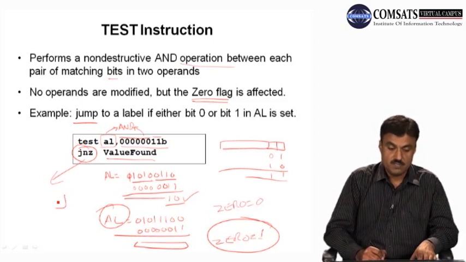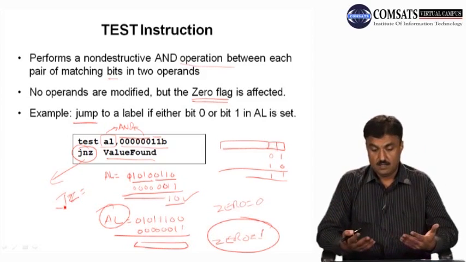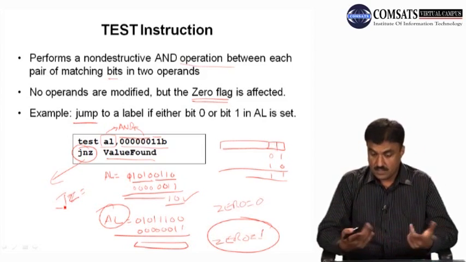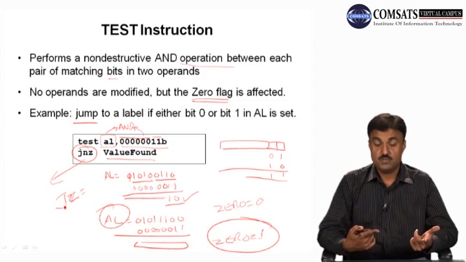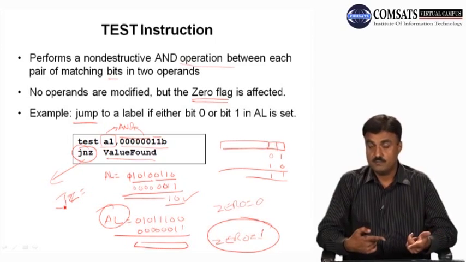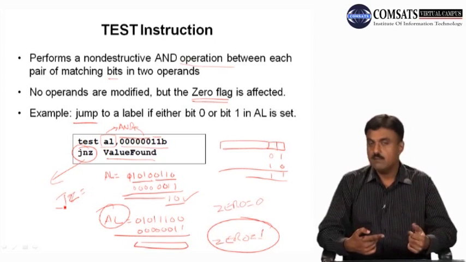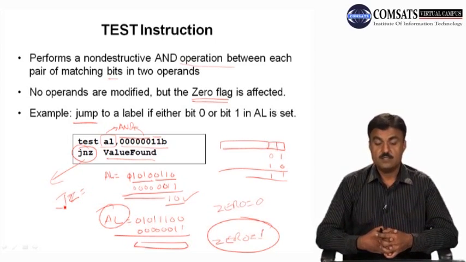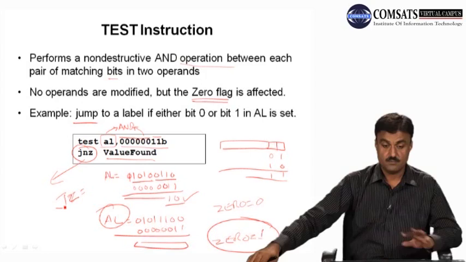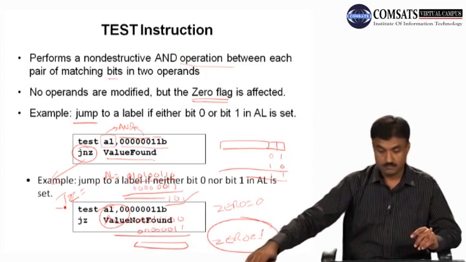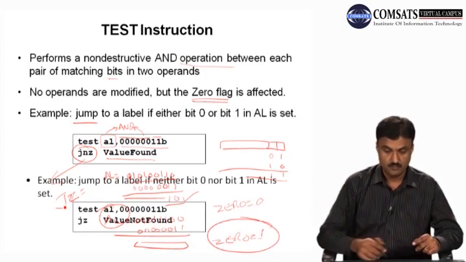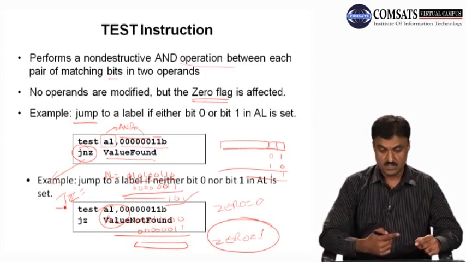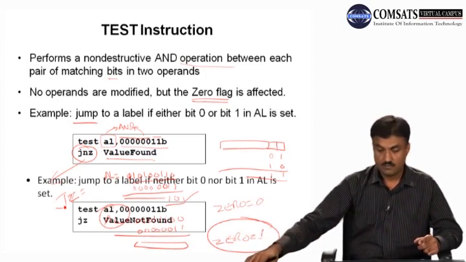However, if you use the jump JZ, to see whether the zero flag is set or not, then in this case, jump if zero, it will perform the jump. Otherwise, JNZ will not perform any jump to any label and so on. So you saw that this is the TEST instruction, and here you can see this example. If you use JZ, then the jump will be performed.